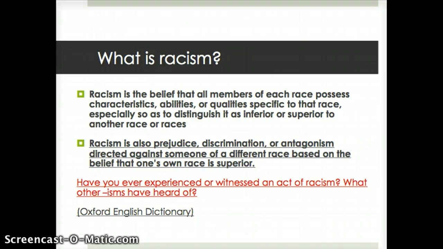And I'm asking the question whether or not you've experienced or witnessed racism, and what other isms have you heard. You might come up with some answers in your head, so just brainstorm on your own. You know, sexism is another one, ableism, so the belief that being able-bodied is better than having physical challenges. Other isms.